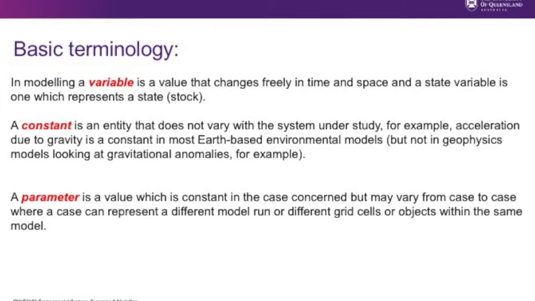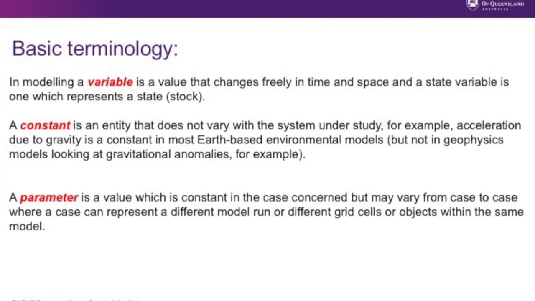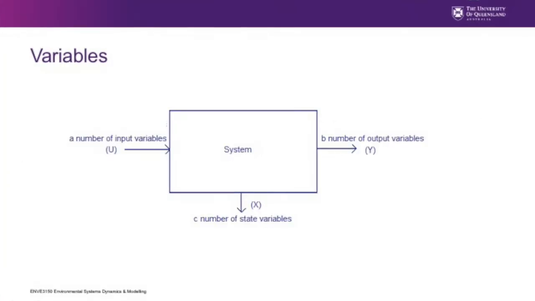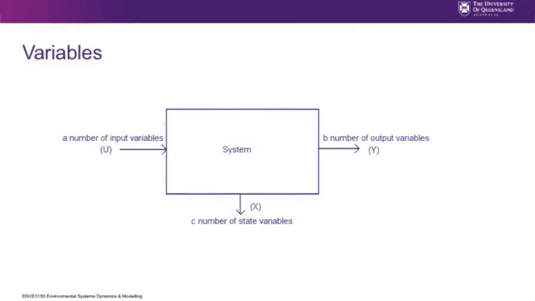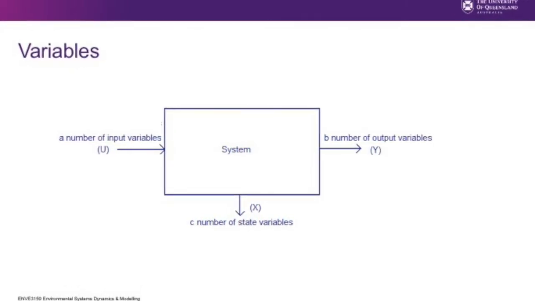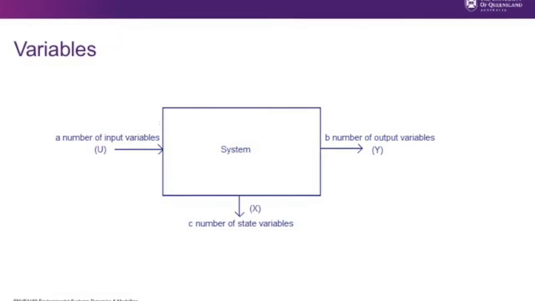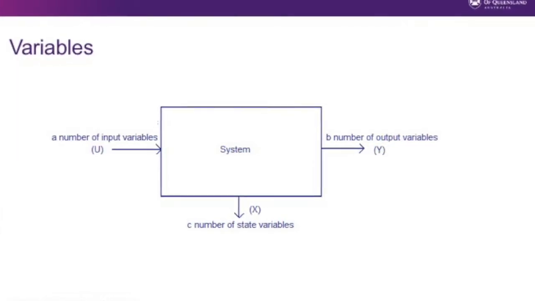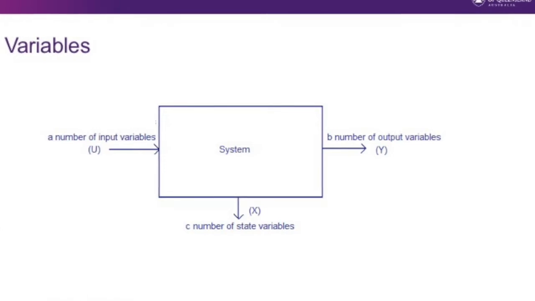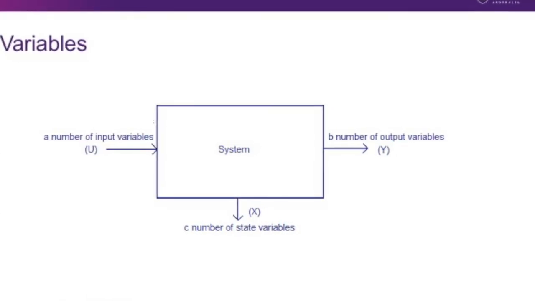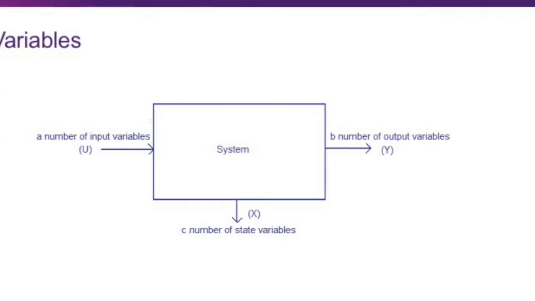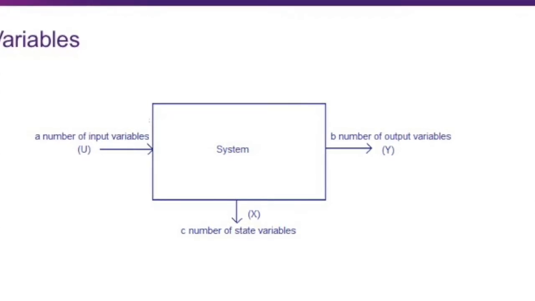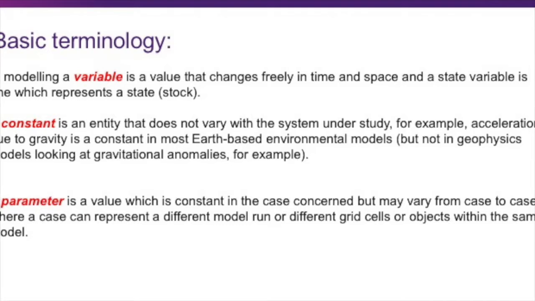And a state variable is one which represents a state. So if a variable moves freely in time and space, it means that this is a dynamic variable, right? Just please remember that we are now omitting the space because we are working only with a function, a variable that only changes in time.